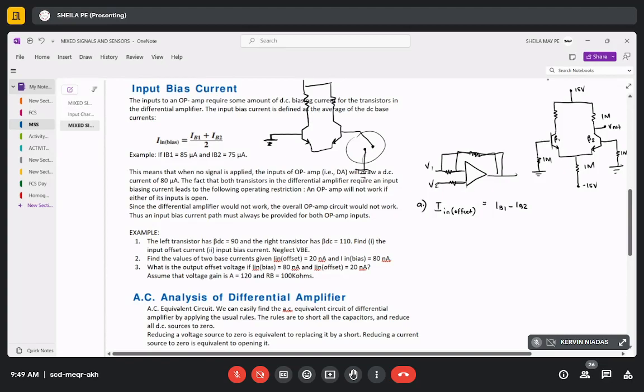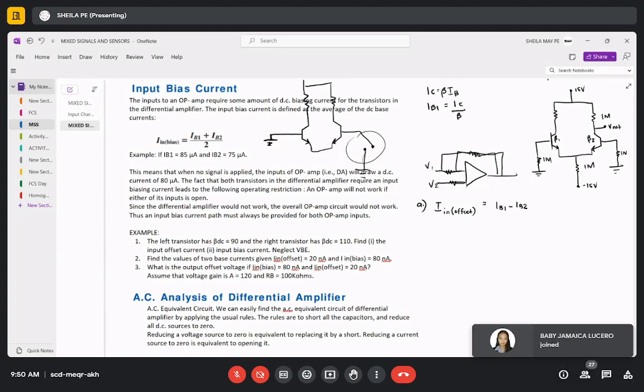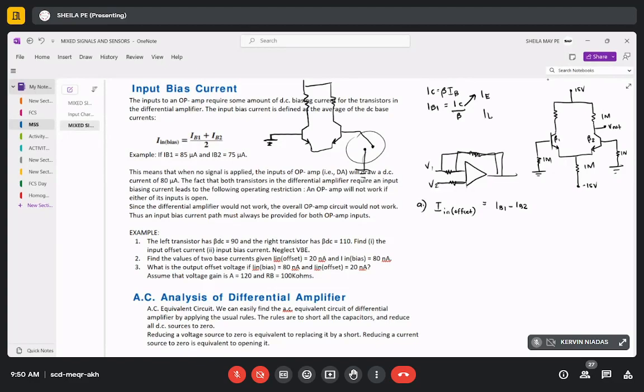Okay, so how do we find our IB? Remember, IC is beta IB. So in getting the IB, this should be IC over beta. But we don't have IC yet, though we are given beta. So in finding our IC, we need to find our IE, right? Why, Miss? Because IE is approximately equal to our IC. How do we solve our IE, class?